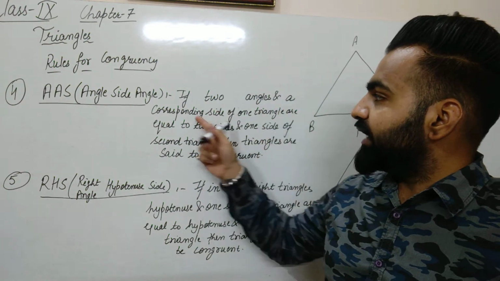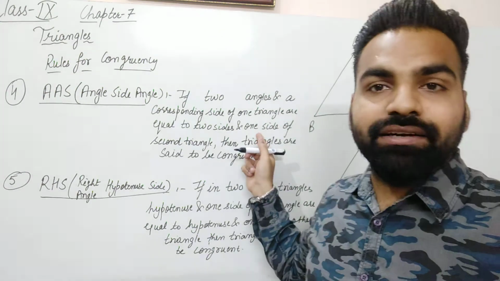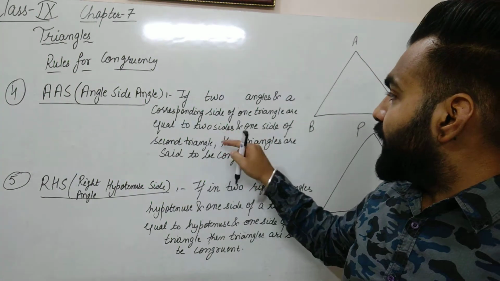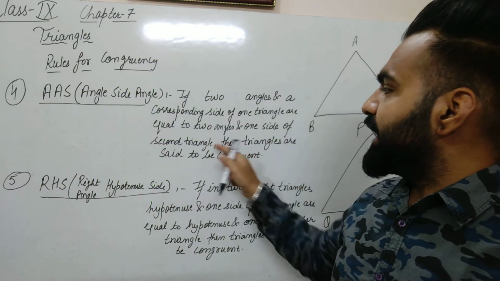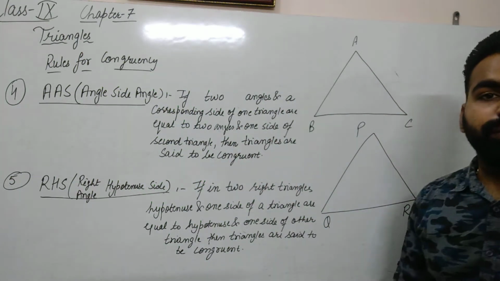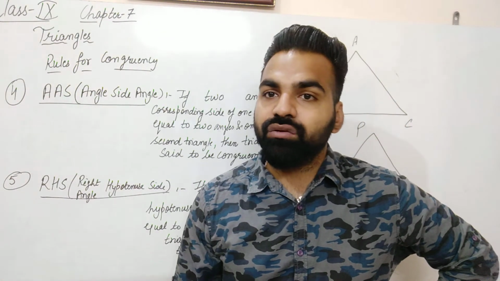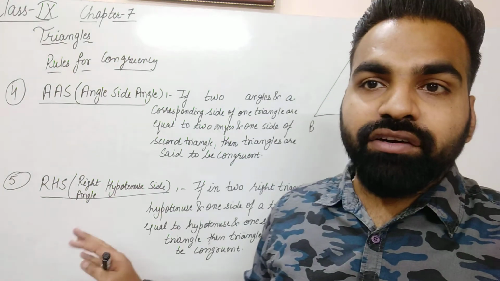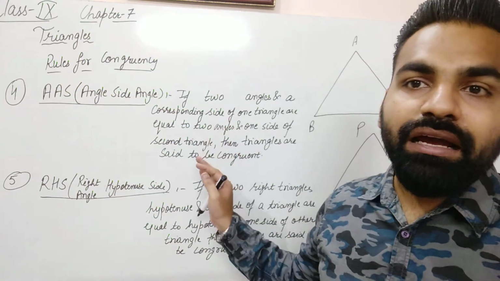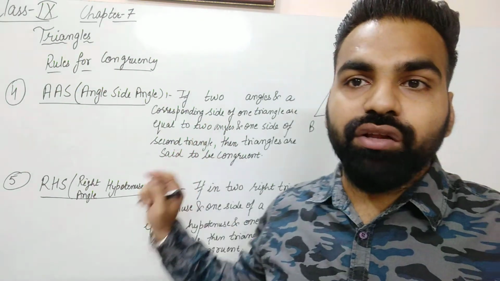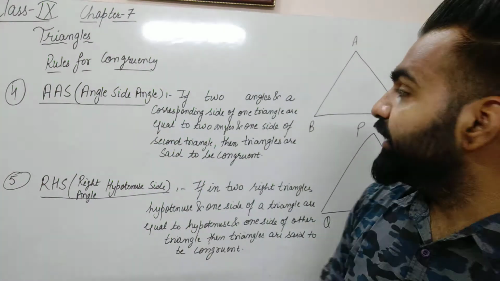If two angles and a corresponding side of one triangle are equal to two angles and one side of the second triangle, then triangles are said to be congruent. Clear? So this is very much similar to ASA rule. In ASA also there were two angles and the included side, but here there are two angles but the side is not the included side. The side is from the rest of the two sides other than included side.